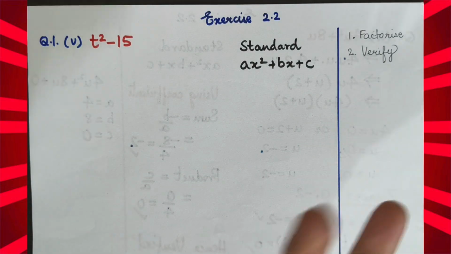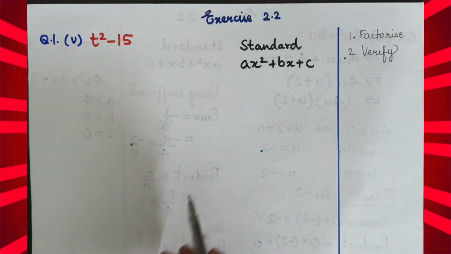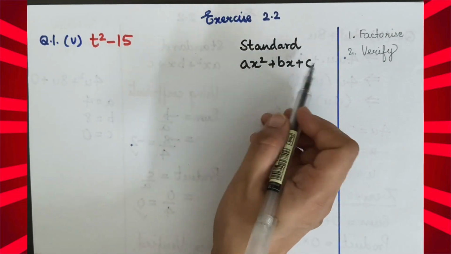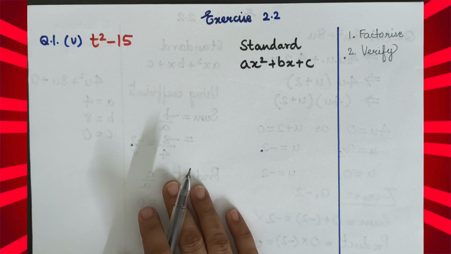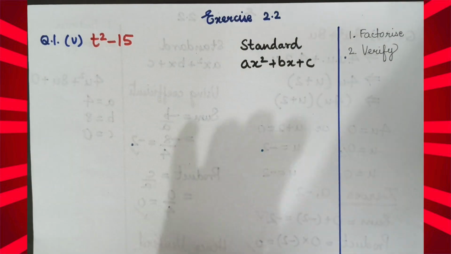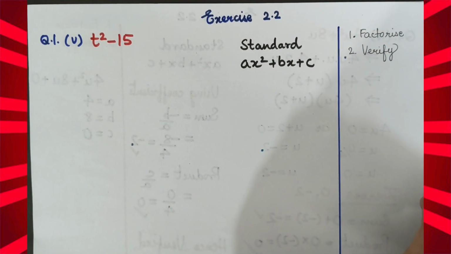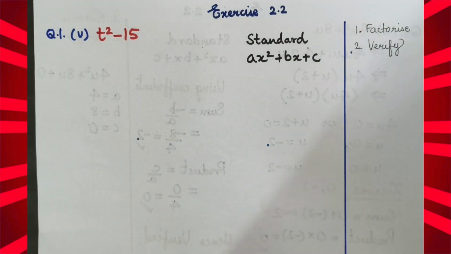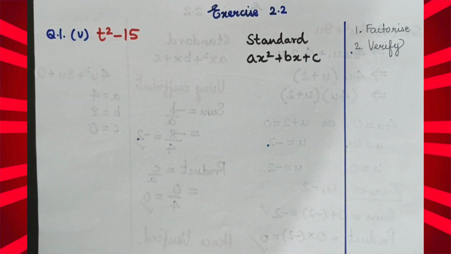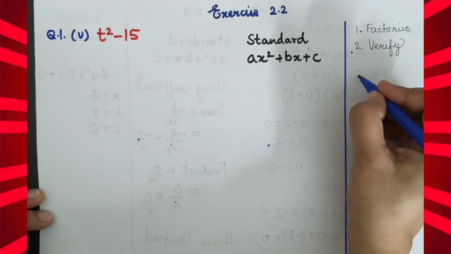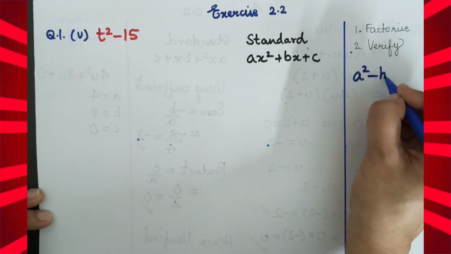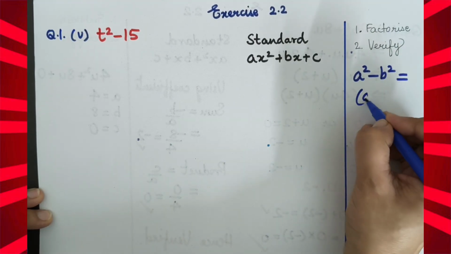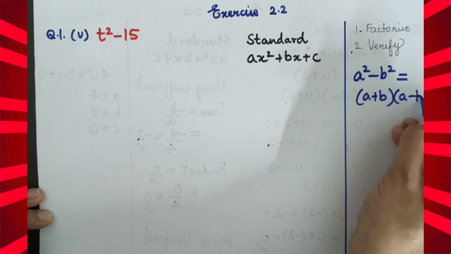So definitely we cannot split the middle term. We cannot factorize it in the normal quadratic factorization method by splitting the middle term, because there is no middle term actually in this question. So we'll try to utilize some other format or some other identities that we have learned. So we will see that the other identity that we can use here, that starts with a square term, is a square minus b square. So we can directly write the factors as a plus b, a minus b.